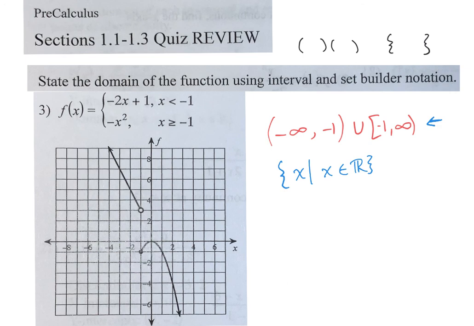If you wanted to be more specific, you could say x is less than -1, or actually union with, not intersect, and our union x is greater than or equal to -1. You could write that if you wanted to. When it's all real numbers, you actually don't have to do that. But if you wanted to be more specific to show that there's a break, you could.